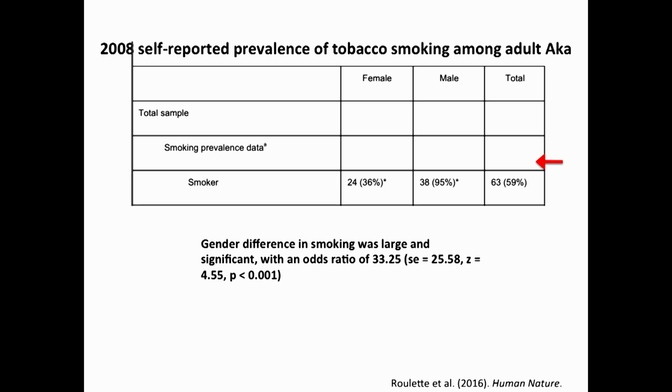Okay, so what did we find? Well, this is from 2008, so this is self-report data. 36% of the women said that they were smokers here, and 95% of the men said that they were smokers. And indeed, this is a very large sex difference. Even just based on self-report, this is probably one of the largest sex differences documented for a population, even though they're egalitarian.